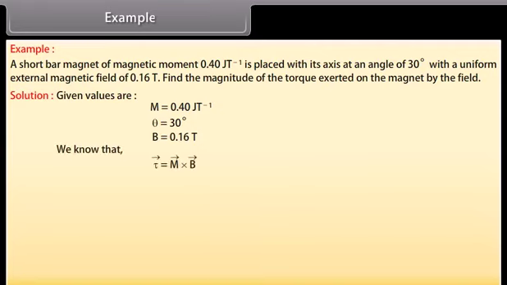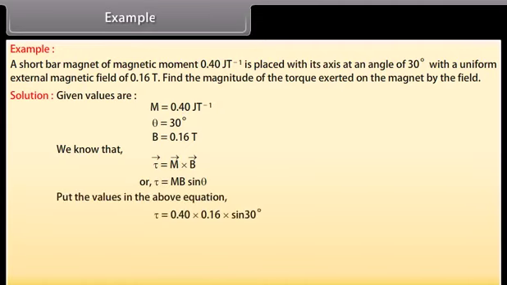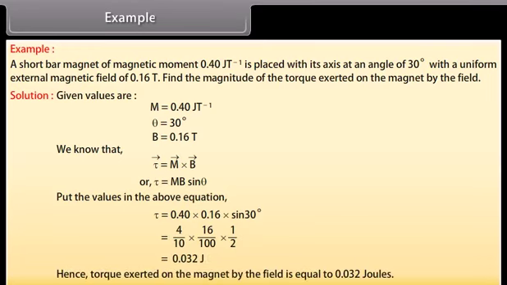We know that τ = m × B, or in terms of magnitude, τ = mB sin θ. Put the values in the above equation. τ = 0.40 × 0.16 × sin 30 degree. On calculating the equation, we get the value of τ, which is equal to 0.032 joules. Hence, torque exerted on the magnet by the field is equal to 0.032 joules.